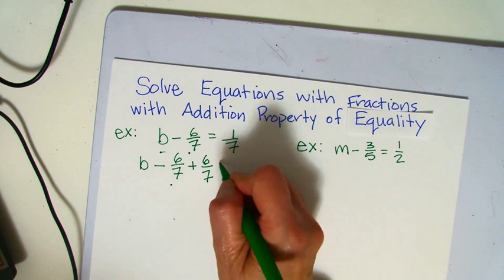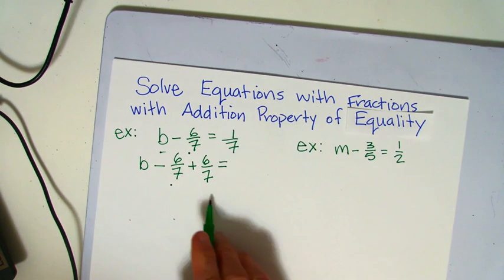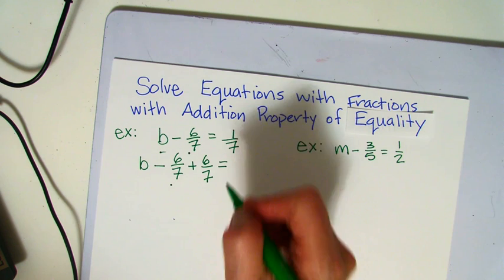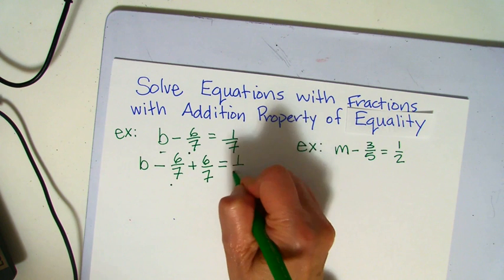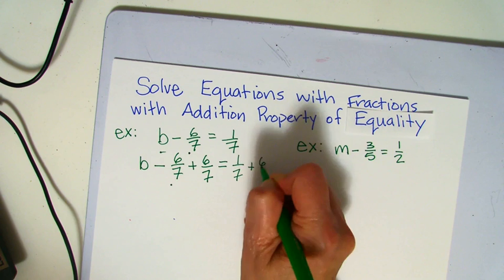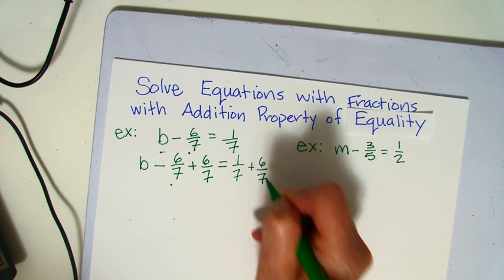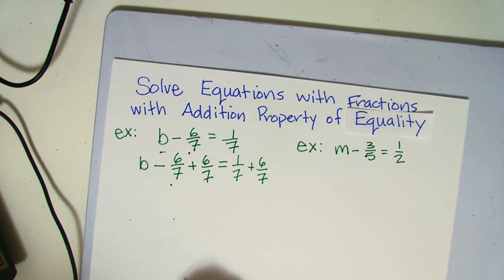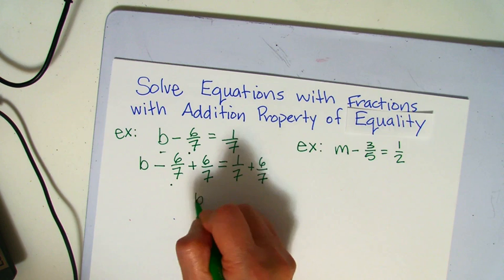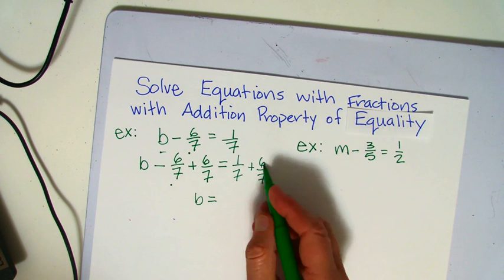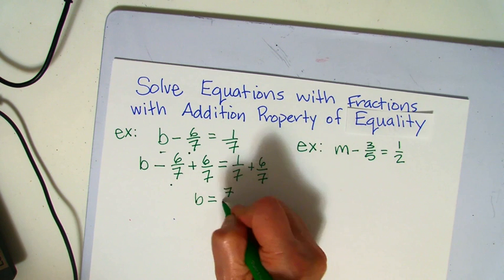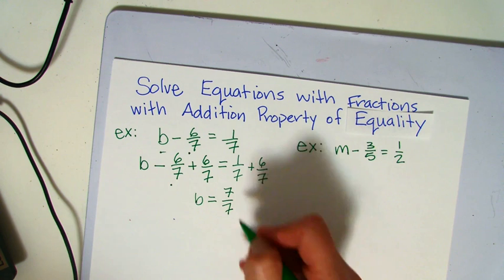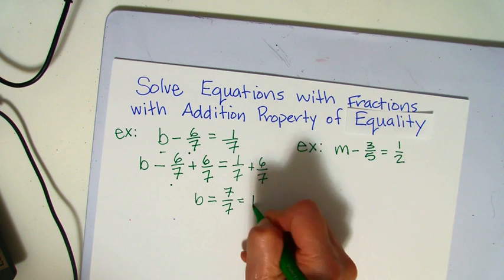But do remember that if you do something to one side of the equal sign, you have to do it to the other side. So now we're going to add 6/7 to the right side. We're left with b equals 7/7. We can simplify this to 1.